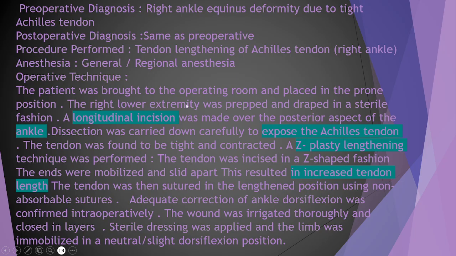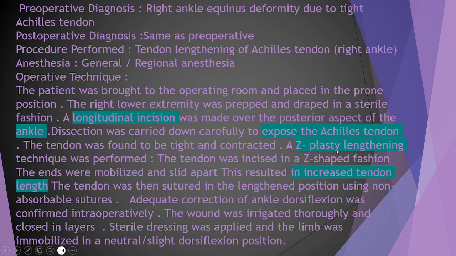Operative technique: the patient was brought to the operating room and placed in the prone position, and the right lower extremity was prepped and draped in the sterile fashion. A longitudinal incision was made over the posterior aspect of the ankle, and the dissection was carried down carefully to expose the Achilles tendon, and the tendon was found to be tight and contracted. So there is a contracture in the right ankle.